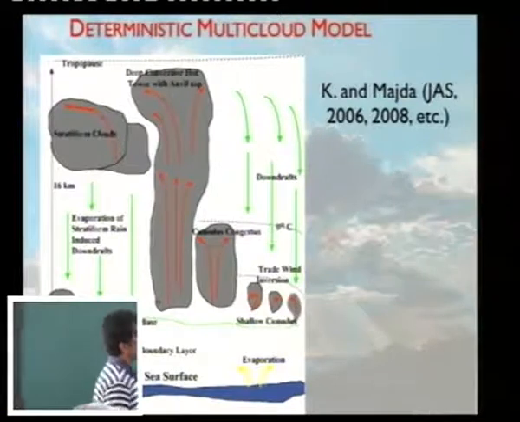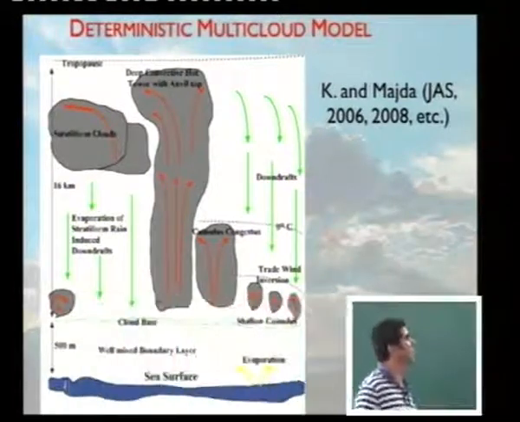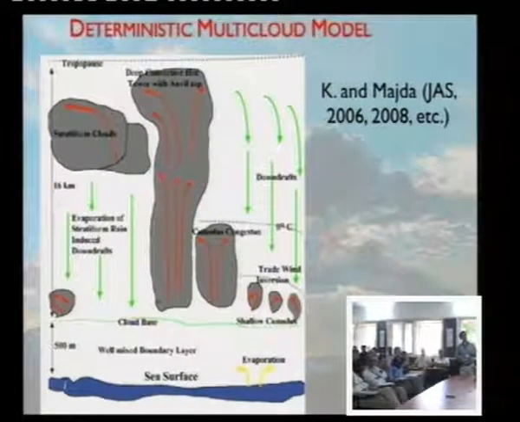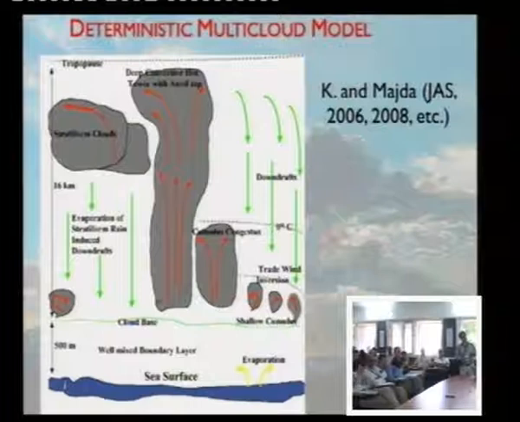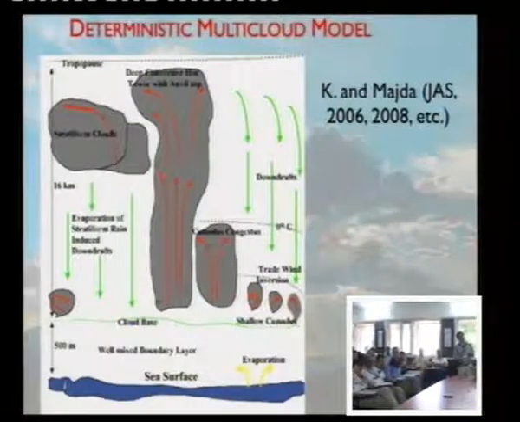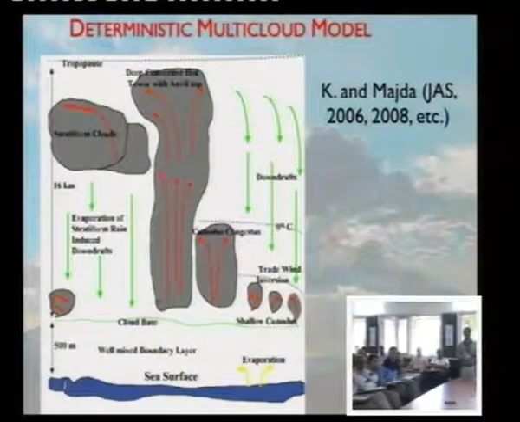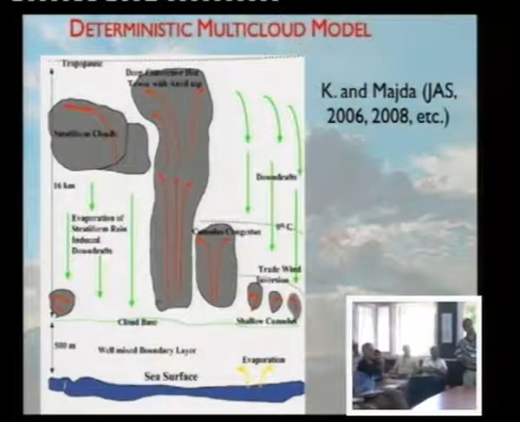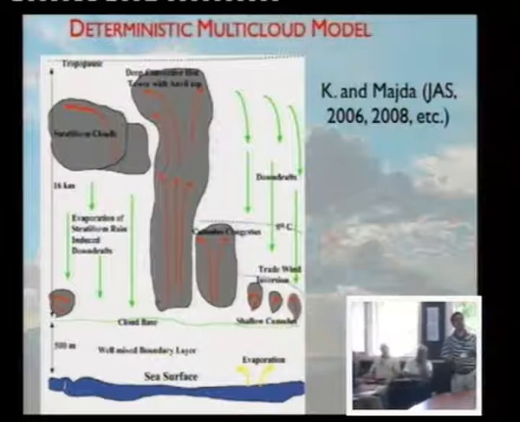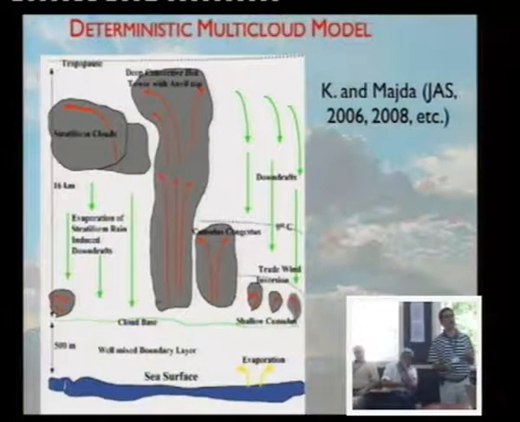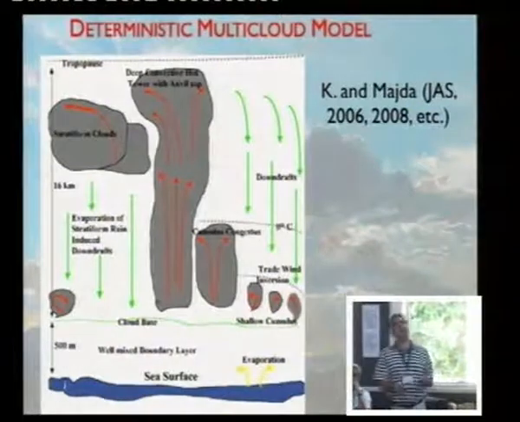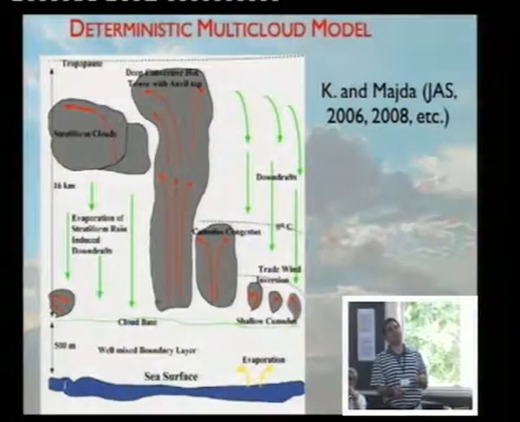So this is basically the first picture we had when we made the model in 2006. The army of trade cumulus, stratocumulus or shallow cumulus in general, which actually don't penetrate beyond the trade inversion. Then you have the congestus clouds that go beyond, below this freezing level. Then you get deep convection. Then you get stratiform anvils. And all this is topped by lots of environmental flow.